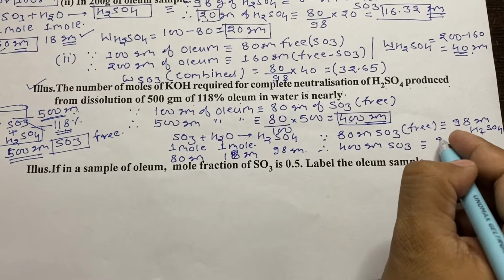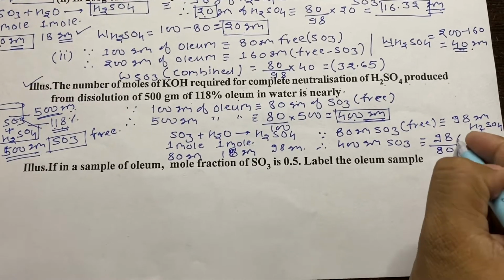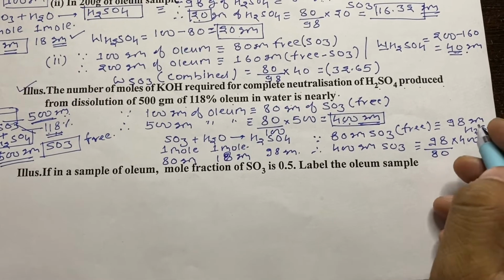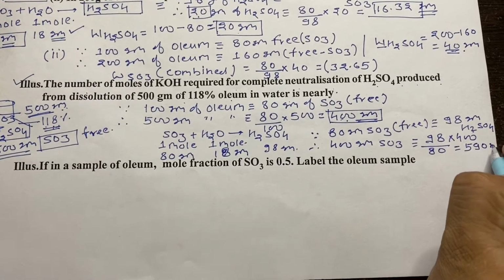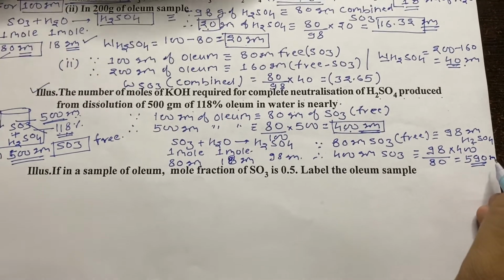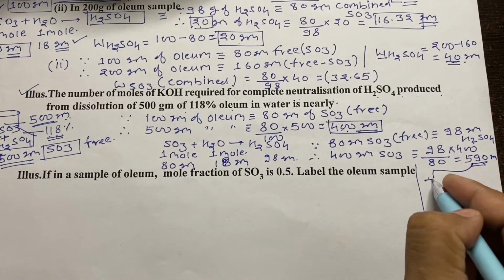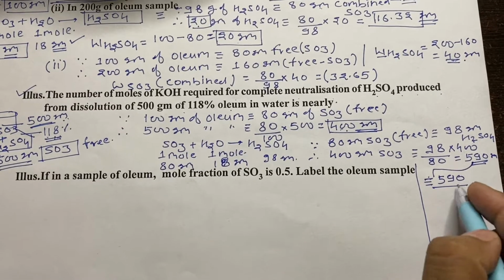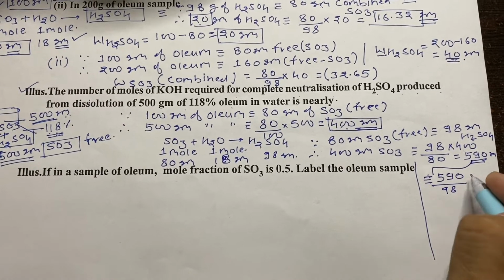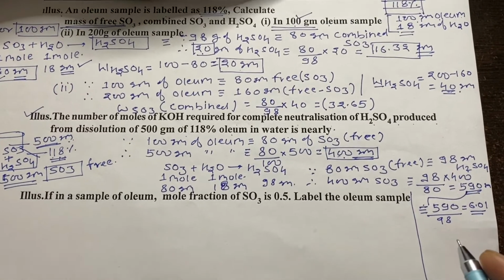It will be equal to 98 divided by 80 into 400. This will give 590 gram of H2SO4. 590 gram of H2SO4 means 590 divided by 98. This will give 6.01 moles approximately.